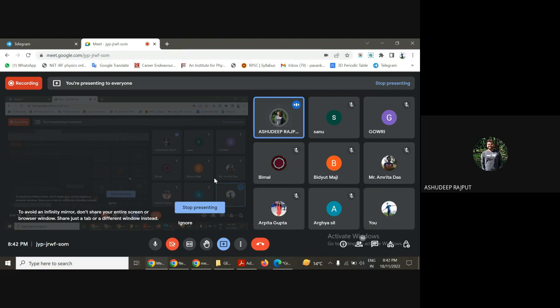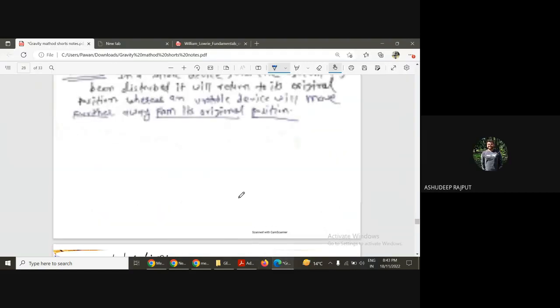And what is the order of sensitivity in the unstable type gravimeter? अनस्टेबल टाइप ग्रेविमेटर 0.01 वो मिलीगेल. Okay, Pawan, thank you.